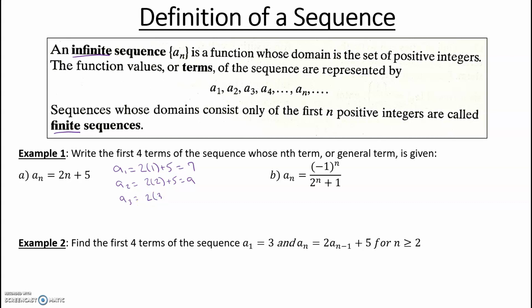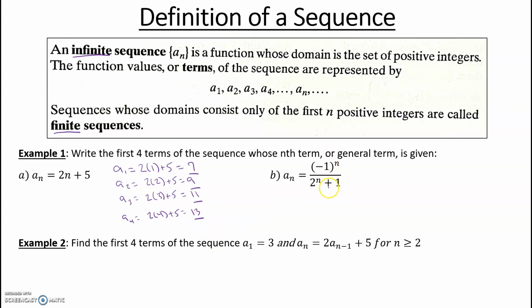We want to find the third term. 2 times 3 is 6 plus 5 is 11. And the fourth term, we're going to plug in 4. So you're just plugging in whatever term you're on. 8 plus 5 gets me 13. So there's my first four terms, 7, 9, 11, and 13.